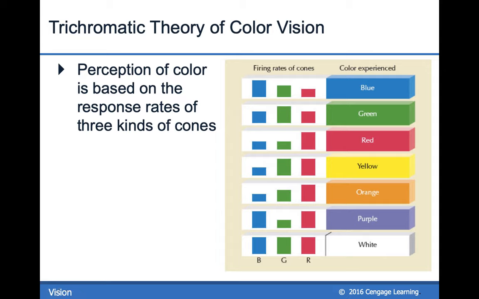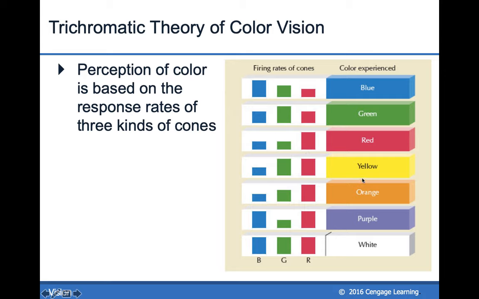So we also need to understand that perception of color is based off the different response rates of 3 kinds of cones. So we only have cones for blue, green, and red. We don't have cones for yellow, orange, or purple, or white. And depending on the rate of the firing for each of these cones, we see different colors. So if we have a lot of firing in our blue cones, we see blue. If you get a lot of the green, we see green. If we get a lot of red, we see red.